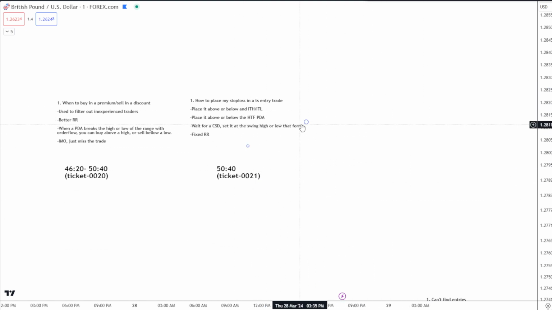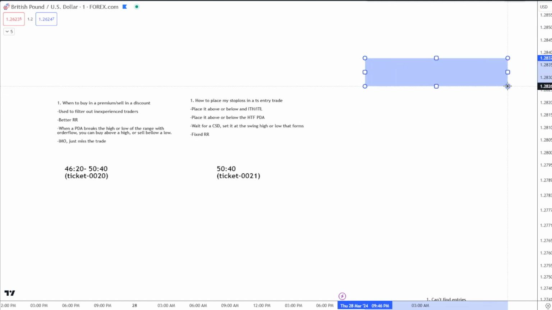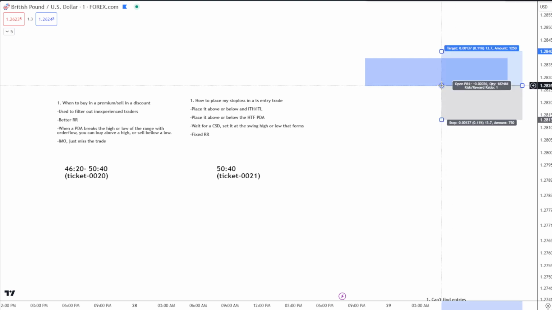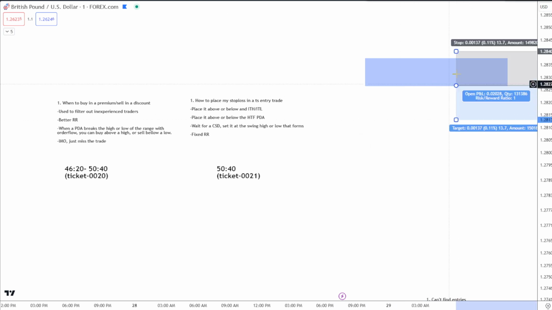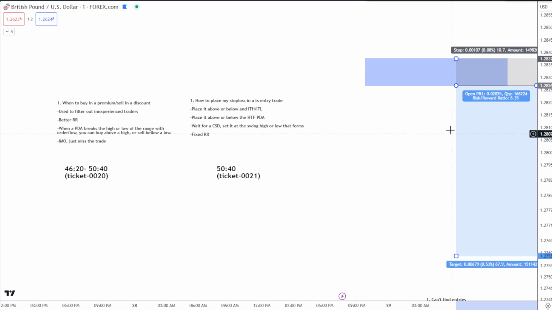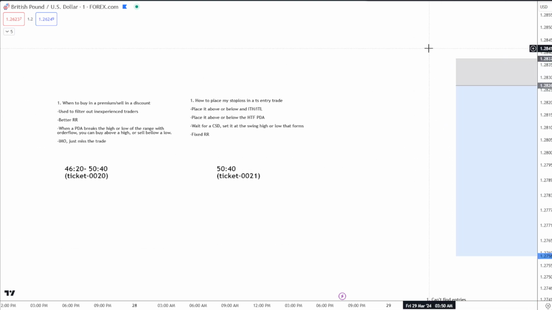Place it above or below the higher time frame PDA. So if you have a bearish order block or something here, and you're shorting here, souping the range high or something here, you just set it at the high and then wherever. I'll just go for the fourth one because it'll just be easier, right? You could have a fixed RR.